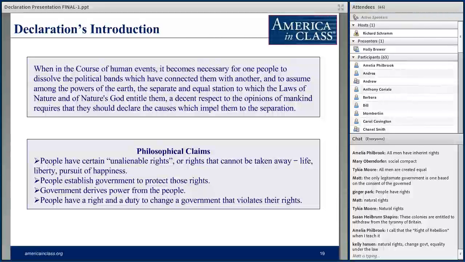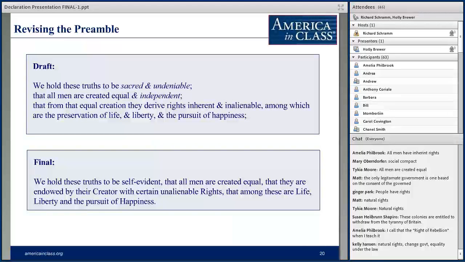Right of rebellion. Right of rebellion is exactly right, Amelia. Okay. So, I want to now point to something that's not that fundamental, but is one important change that helps us understand the deleted clauses later on.